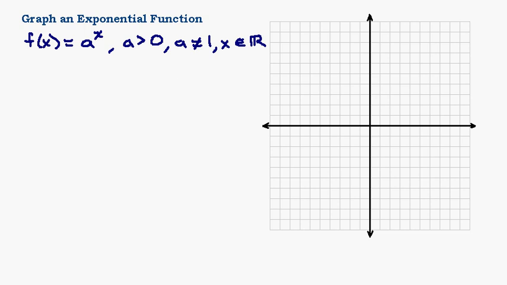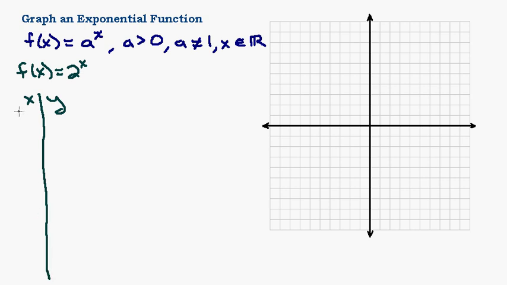So let's go ahead and look at our first example that we're going to graph. And we're going to start with a basic equation here, which is f of x equals 2 to the x. And we're going to go ahead and graph this by doing a table of values. We're going to do some positive values and some negative values. So let's go 3, 2, 1, 0, -1, -2, -3, and see what happens.